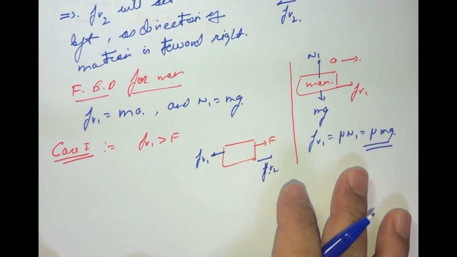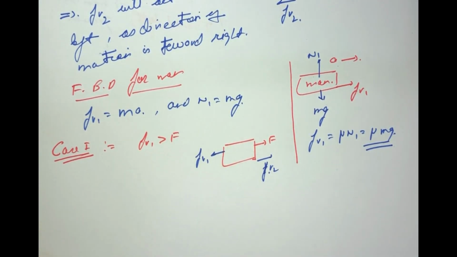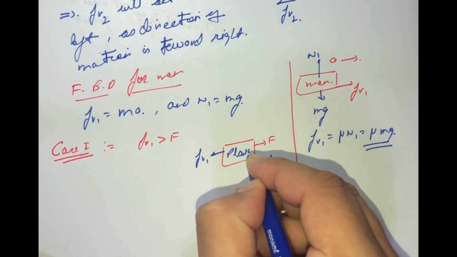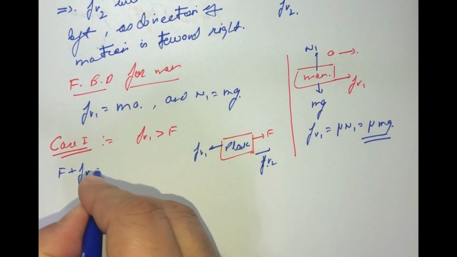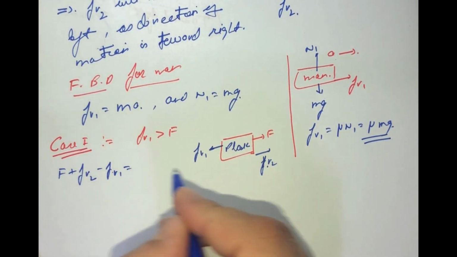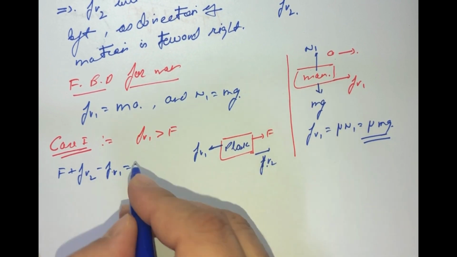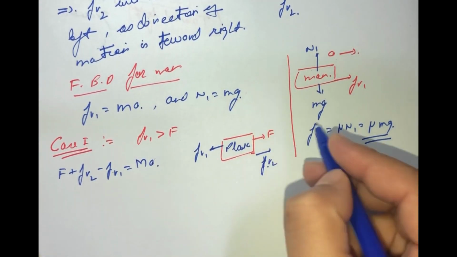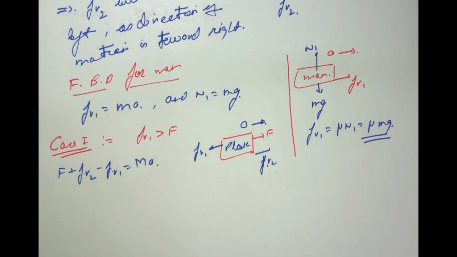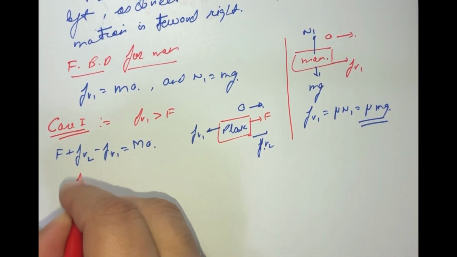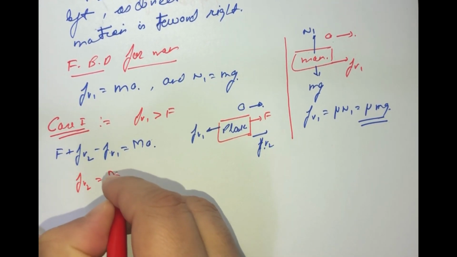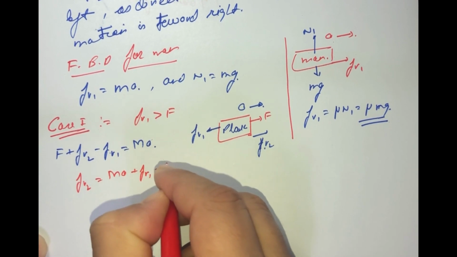So we can write the equation as F plus FR2 minus FR1 is equal to its mass, given as capital M, times A. Acceleration is A in this direction. And so we can find out FR2. So FR2 will be equal to MA plus FR1 minus F.